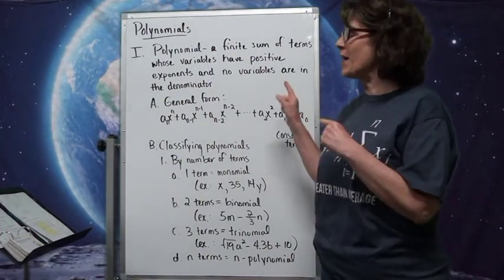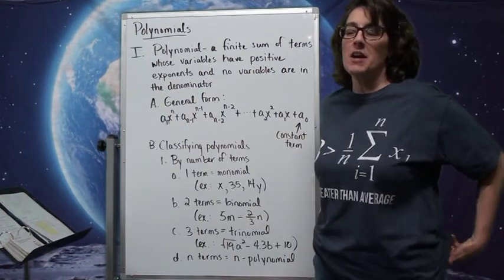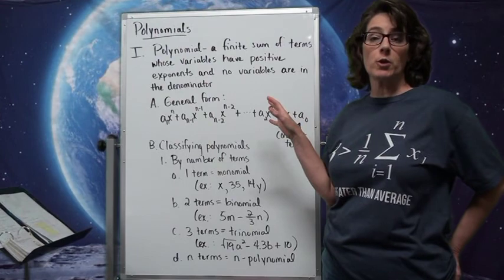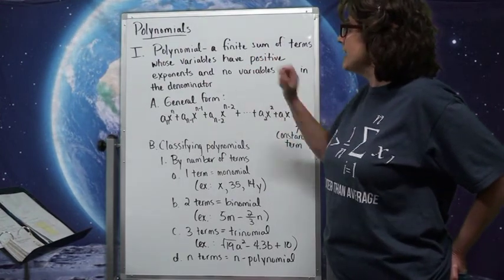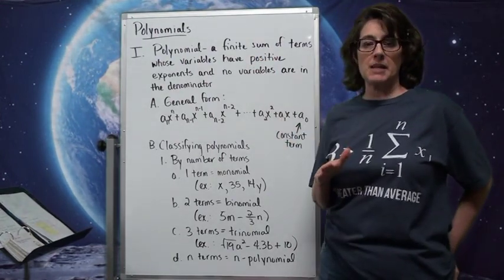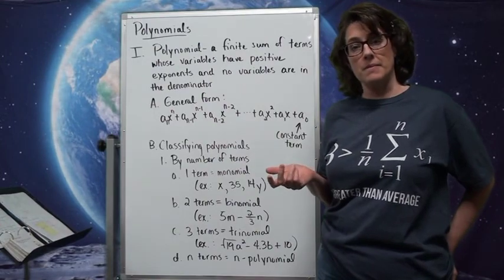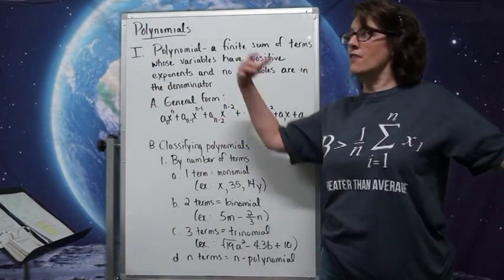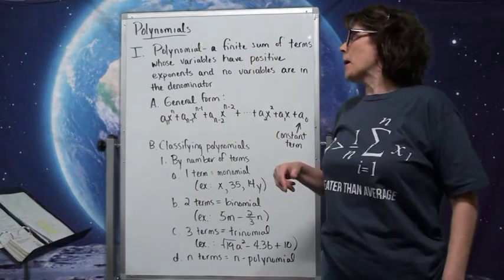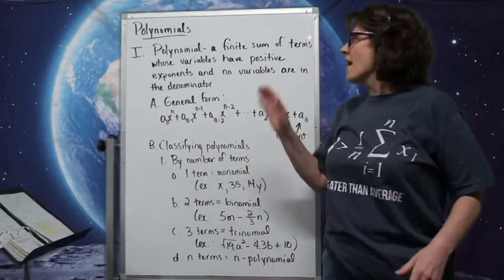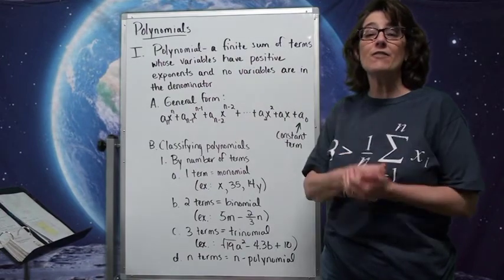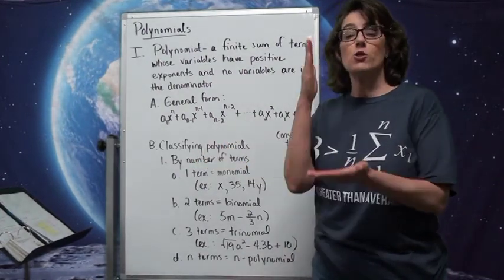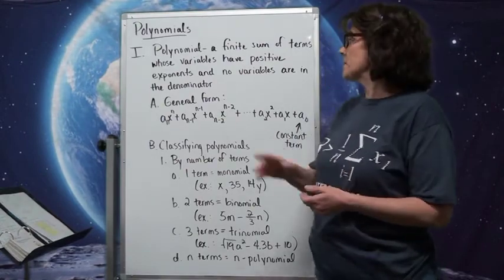So let's stairway ourselves to polynomials. We need to first take a look at a definition of what a polynomial is. It is a finite sum. Now let's back up a second here. What does finite mean? Finite is the opposite of infinite. Infinite means that it goes on forever, and so finite means that there is a definite ending to it.